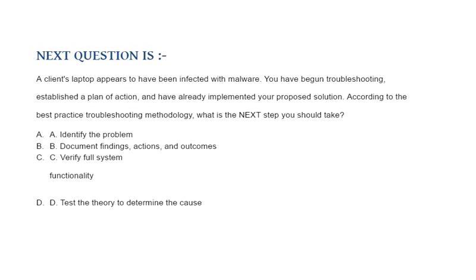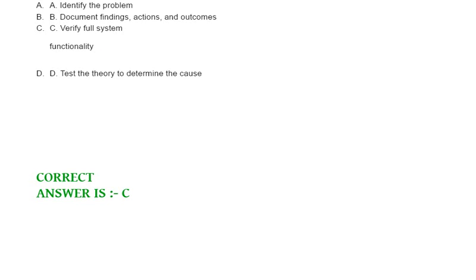Next question is a client's laptop appears to have been infected with malware. You have begun troubleshooting, establishing a plan of action, and have already implemented your proposed solution. According to the best practice troubleshooting methodology, what is the next step you should take? Option A, identify the problem. Option B, document findings, actions, and outcomes. Option C, verify full system functionality. Option D, test the theory to determine the cause. Correct answer is option C.